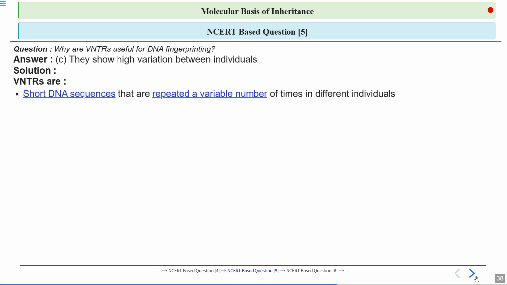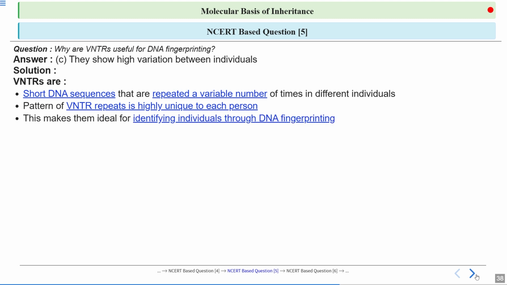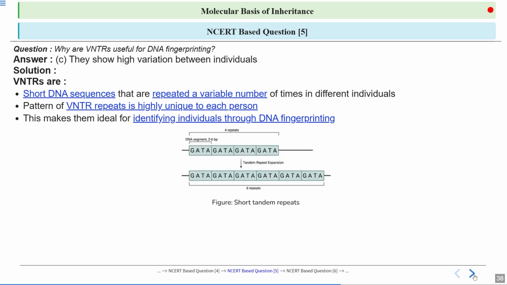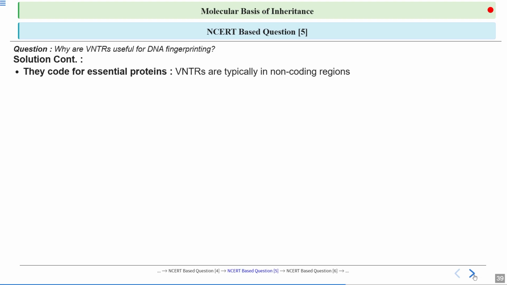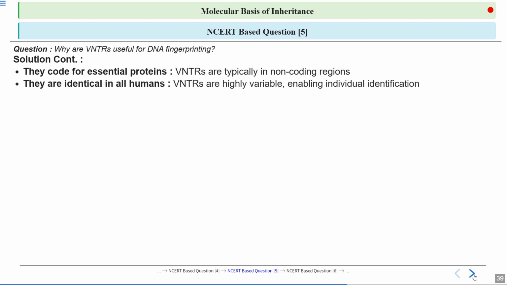VNTRs are short DNA sequences that are repeated a variable number of times in different individuals. The pattern of VNTR repeats is highly unique to each person. This makes them ideal for identifying individuals through DNA fingerprinting. And these are the short tandem repeats. VNTRs are typically in non-coding regions. They are highly variable, enabling individual identification, which is why they're not identical in all humans. VNTRs are present in everyone's DNA. It is not specific to criminals.